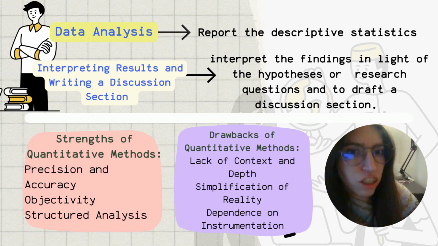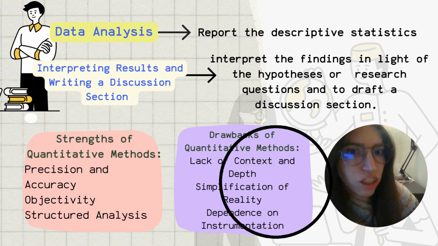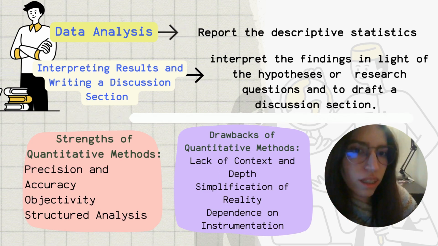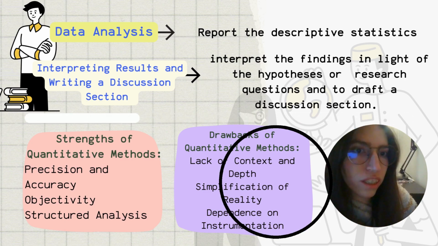We must not forget that precision, objectivity, and structured analysis are strengths, and lack of context and depth and simplification of reality are disadvantages of quantitative methods.